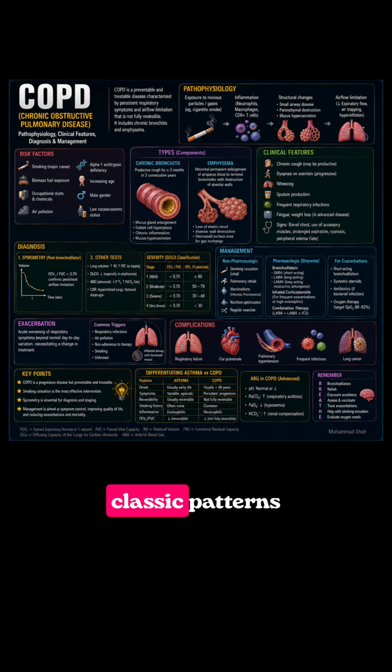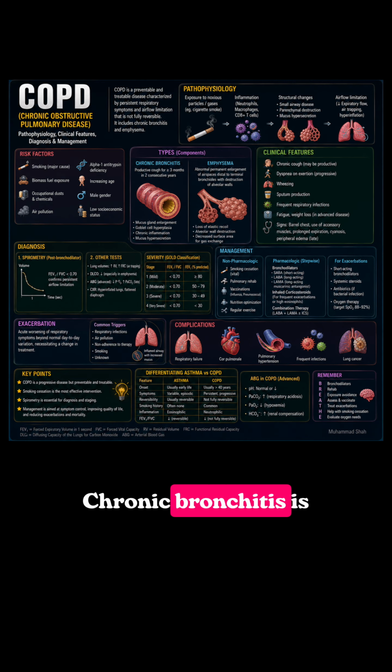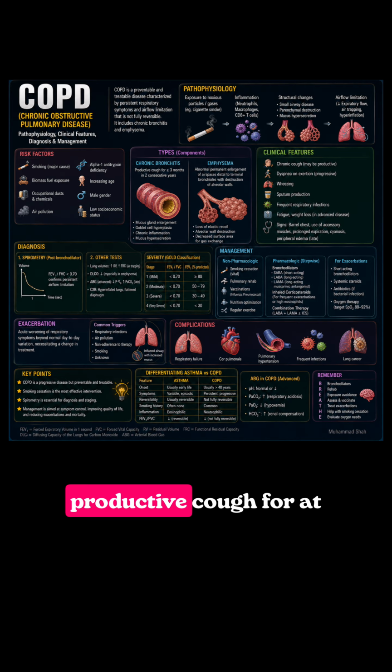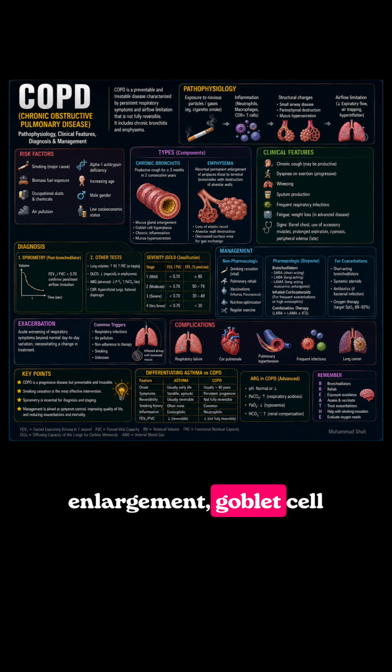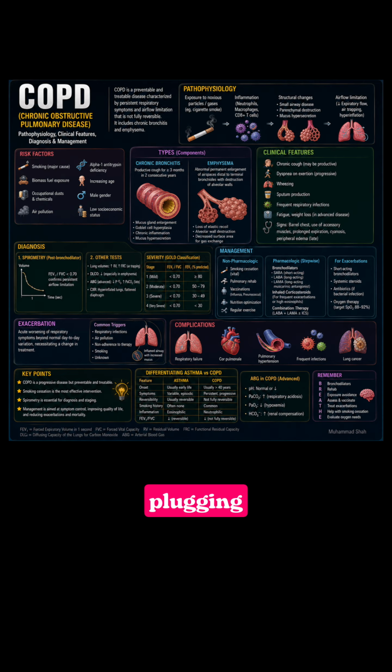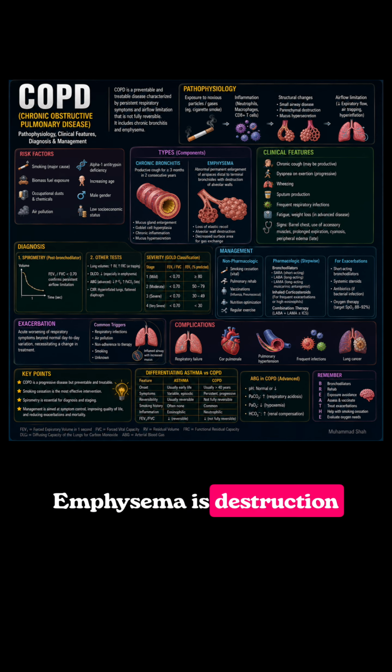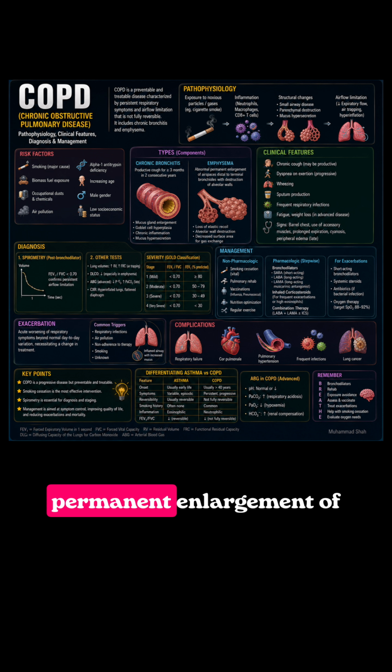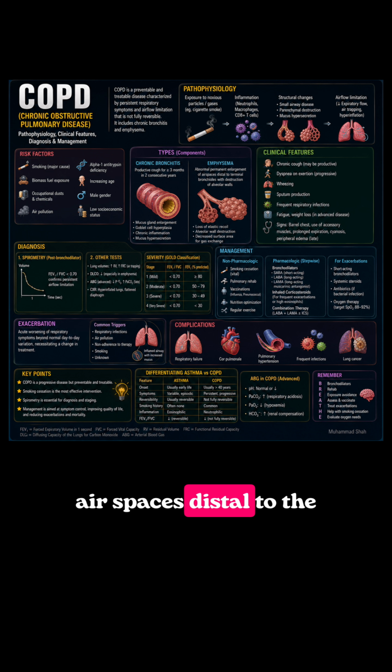Now separate the two classic patterns. Chronic bronchitis is defined clinically as a productive cough for at least 3 months in 2 consecutive years. Think mucus gland enlargement, goblet cell hyperplasia, chronic inflammation, and mucus plugging. Emphysema is destruction of alveolar walls with permanent enlargement of air spaces distal to the terminal bronchioles. Think loss of elastic recoil, reduced surface area for gas exchange, and decreased DLCO.